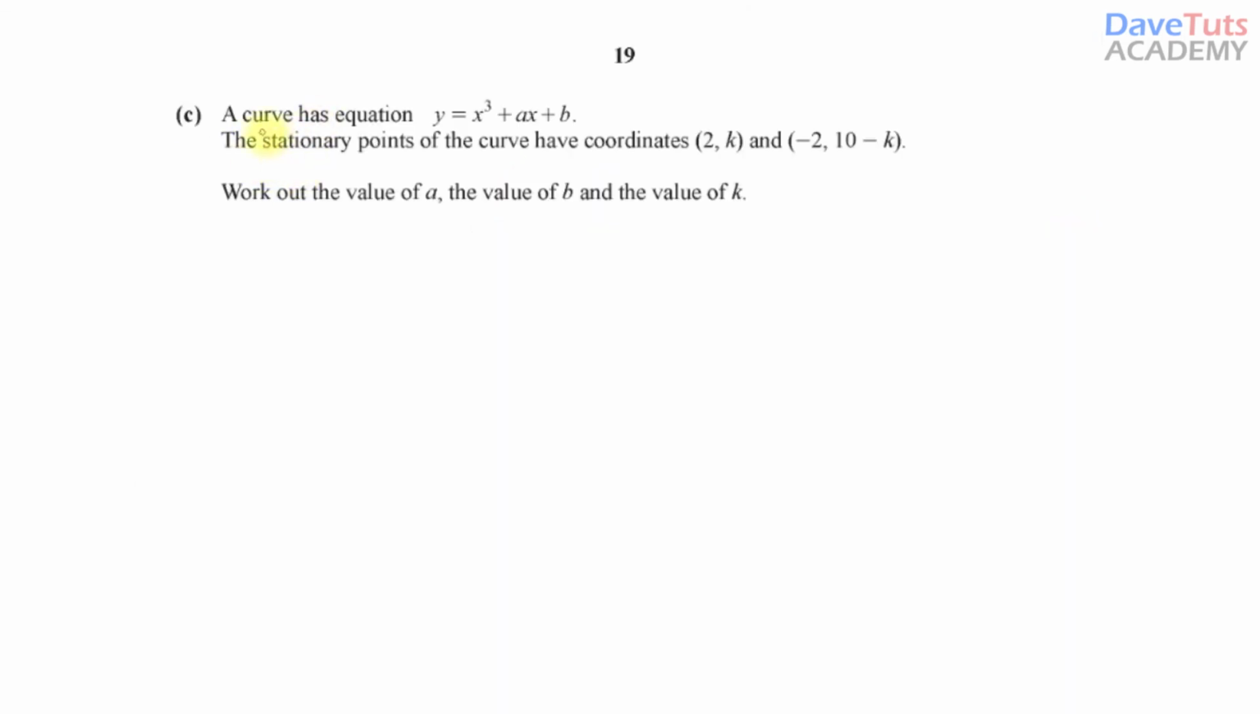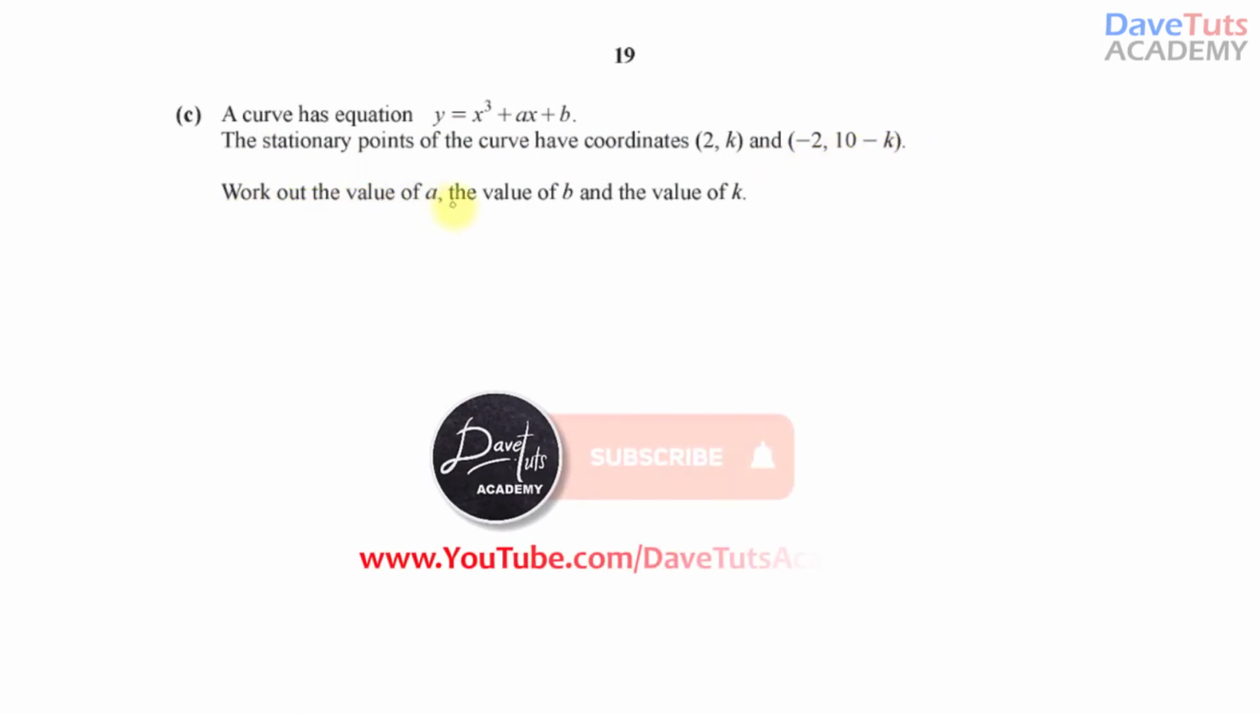Okay, here again on curves, we are given that a curve has equation y is x raised to power 3 plus ax plus b. Now the stationary points of the curve have these coordinates 2, k and minus 2, 10 minus k. We are to work out the value of a, the value of b, and the value of k. Okay, very good and very interesting.